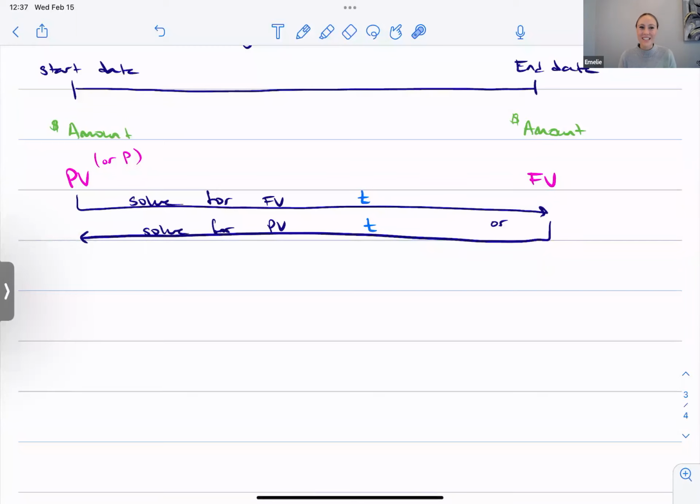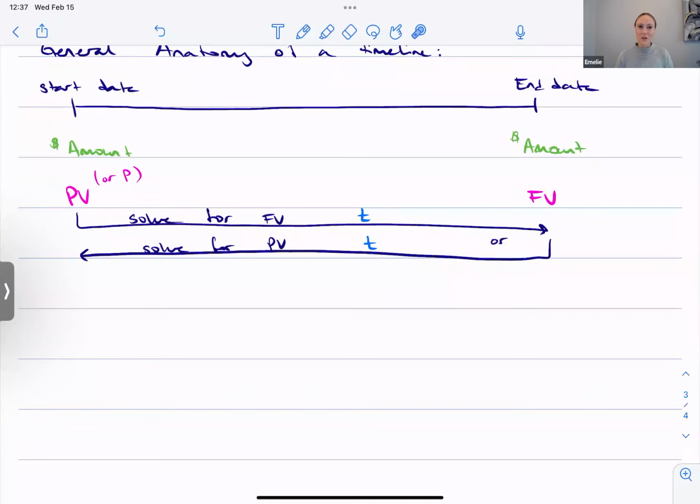I know whenever I say PV, I always think Puerto Vallarta. I can't help it. It's where we would all rather be.